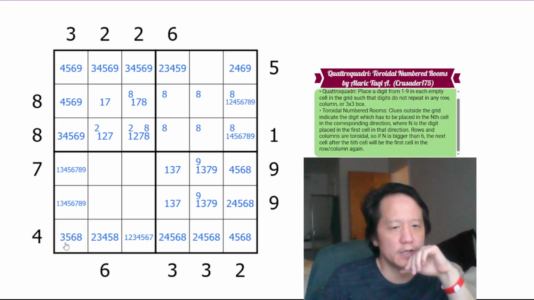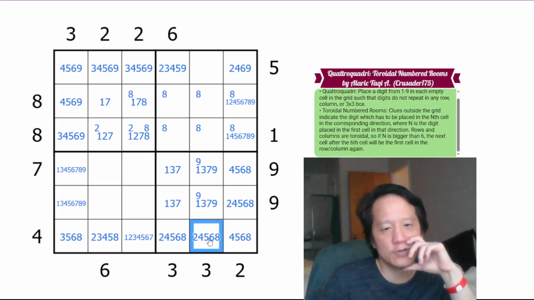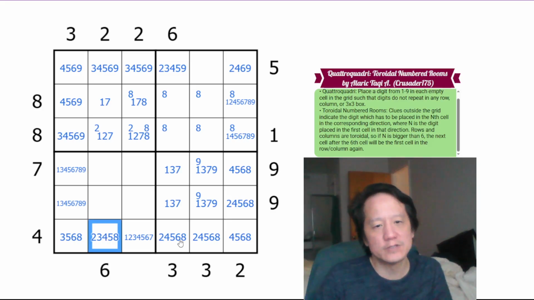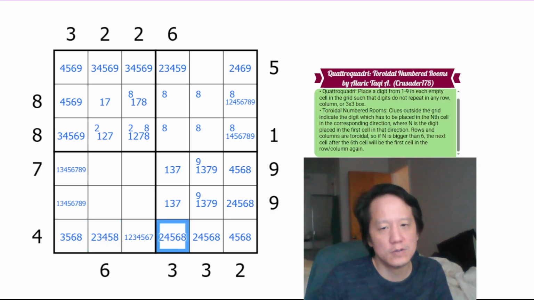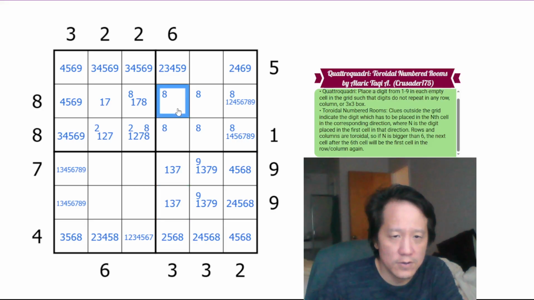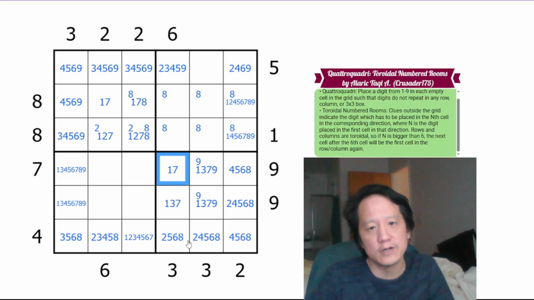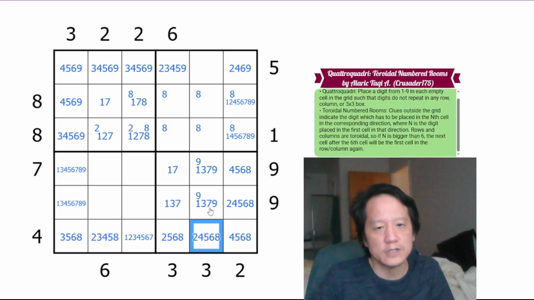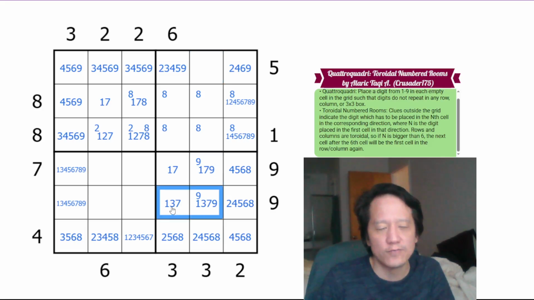4 can be in 3, 5, 6, or 8. So 3, 5, 6, or 8. That means this cannot be 4. 3 can be only in 2, 5, 6, or 8. So this cannot be 3 here. This 3 can be in 2, 4, 5, 6, or 8. So this cannot be 3 here. Therefore, 3 has to be one of these 2 digits here, which means this cannot be 3.